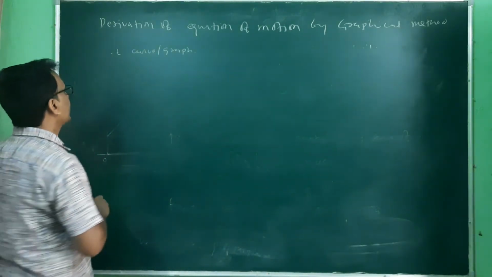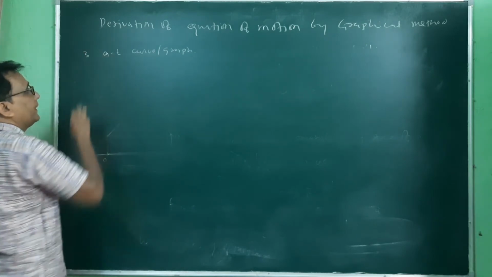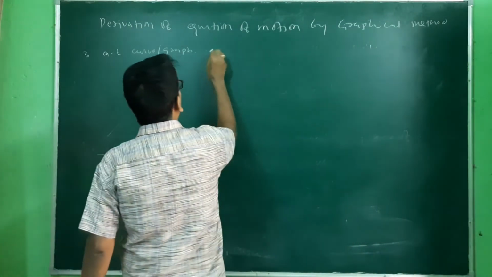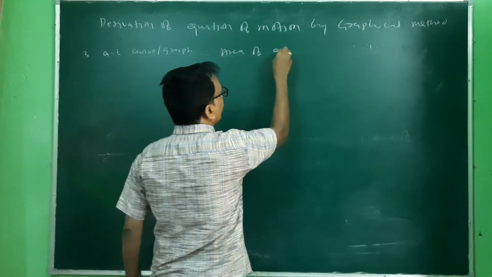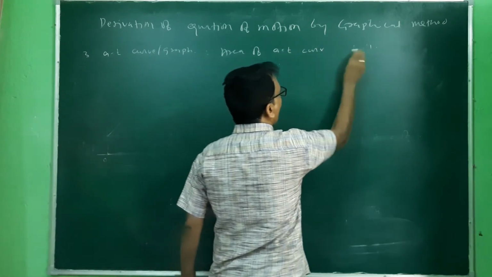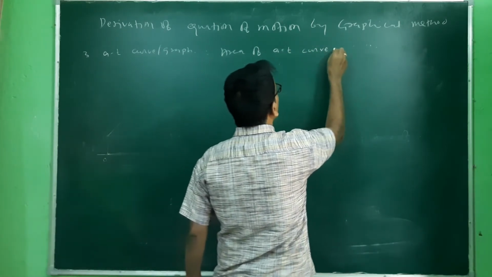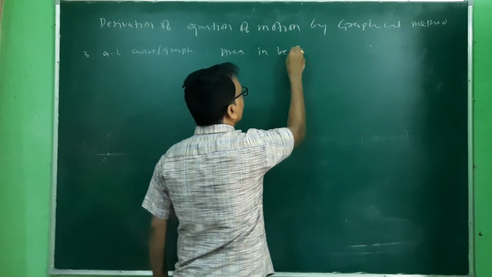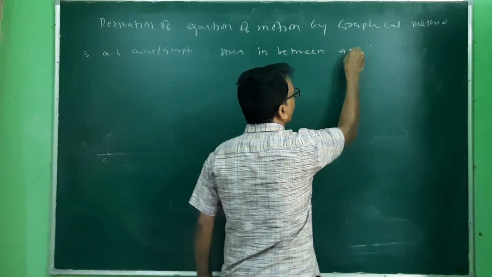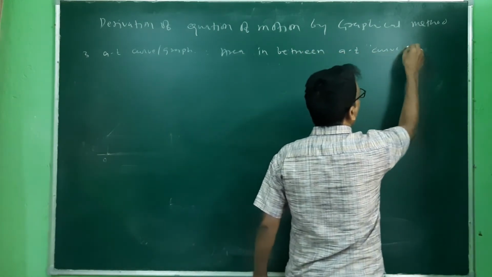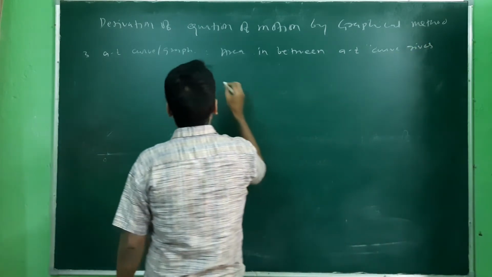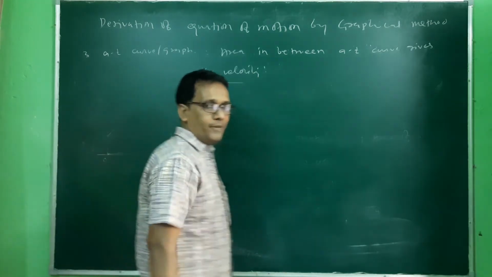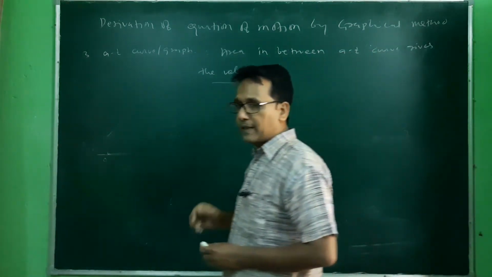So we have the third plot, that is the AT plot, the acceleration-time plot, and here the area in between the AT curve gives the velocity. And we have also seen the same in our differential calculus method.